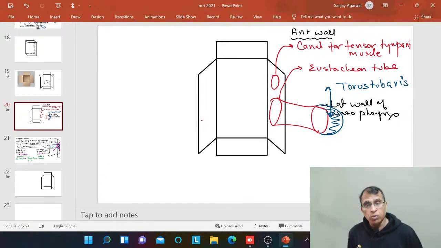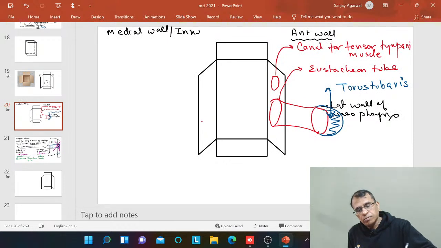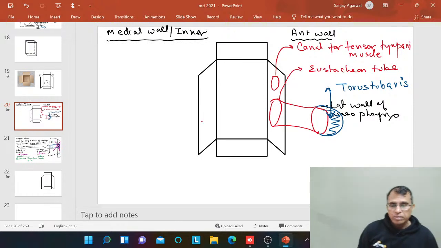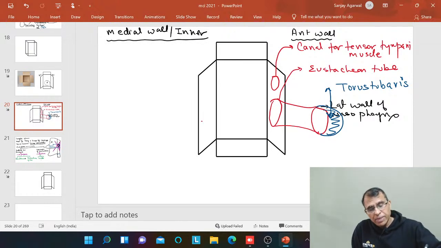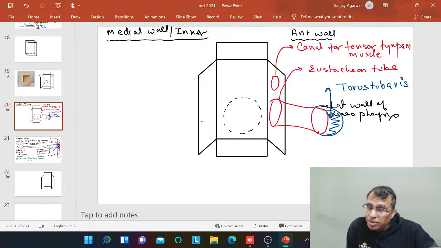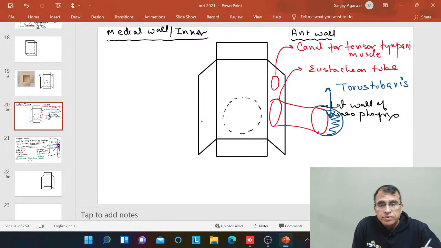Now we'll discuss the medial wall, the inner wall, the medial wall which is the inner wall. One thing on the medial wall, we know there is a bulge here. What is this bulge called? Promontory. Right? We know this already. Actually, touching the promontory makes it grade 3. You know this also. If it sticks only, then it is grade 4. You know this also, right.